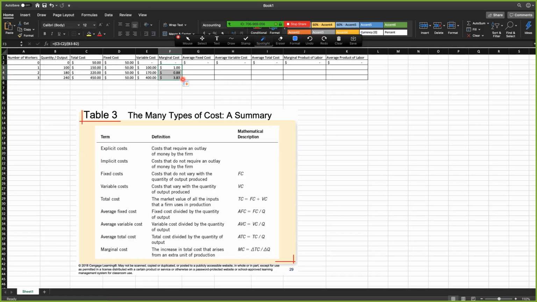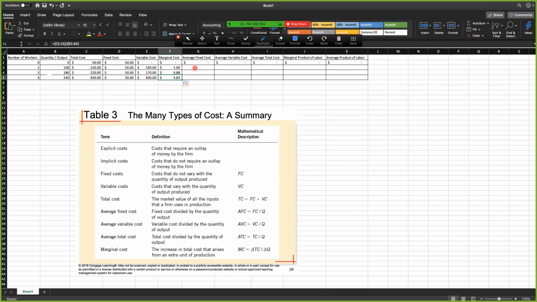If we move that down, we can see that marginal costs vary quite a bit over the different levels of quantity produced. Initially we're starting out with a marginal cost of $1 per unit of output. Then we move down to 180, and the marginal cost decreases to 88 cents per unit of output. And finally, at the quantity of 240, the marginal cost is $3.83. So we have our marginal cost.